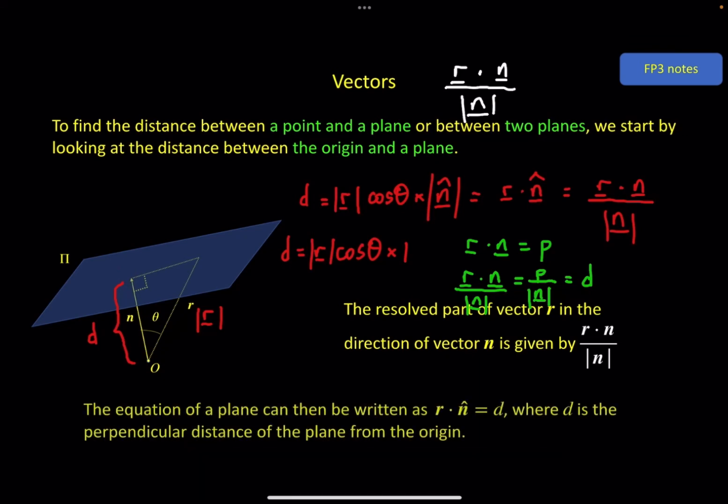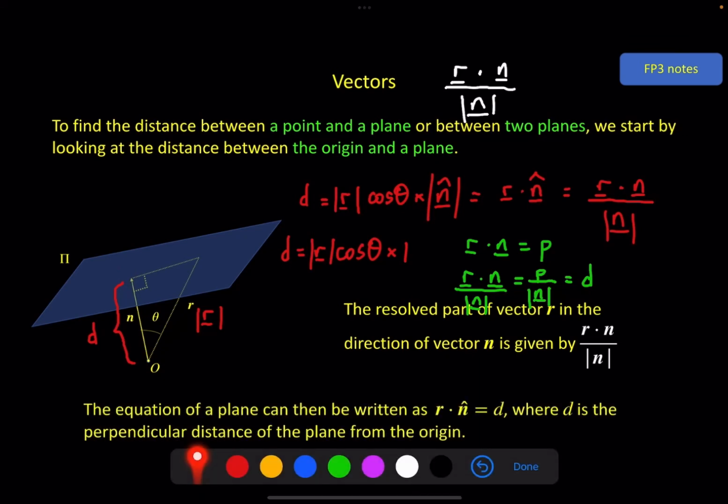And that is a very useful thing to be able to do. So r.n hat is equal to d, where d, or if you want to think of it like this, p over the magnitude of n, is the perpendicular distance of the plane from the origin. And in the example that follows, I'll explain how that helps us find any point to the plane or between two planes. This is the basic idea for all of these.